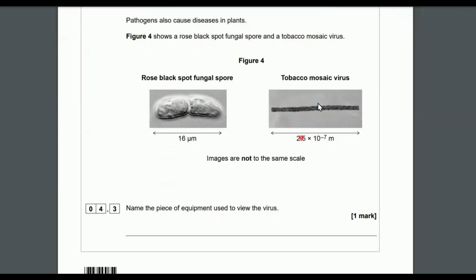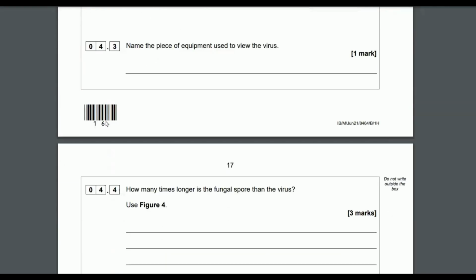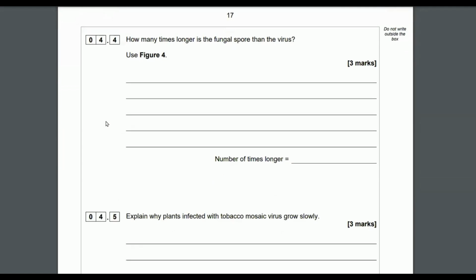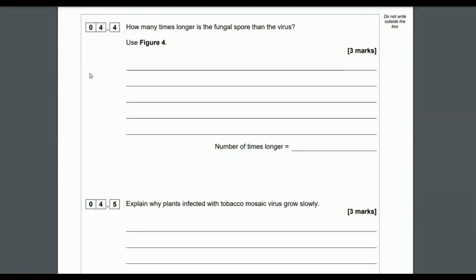We've got the numbers. Name the piece of equipment used to view the virus. What would you need to view something that small? I know everyone's screaming, microscope. What type of microscope? You couldn't see a virus with the microscope you have in school. You'd need an electron microscope. The microscope you've got in school could see a fungal spore and it could see a bacteria, but it couldn't see a virus. Right, move on. An electron microscope would set your school back about 100,000 or 200,000 pounds. So don't think your school's being tight.